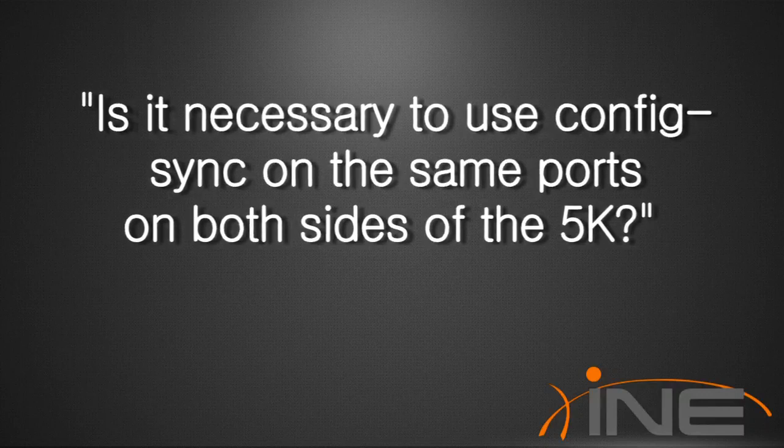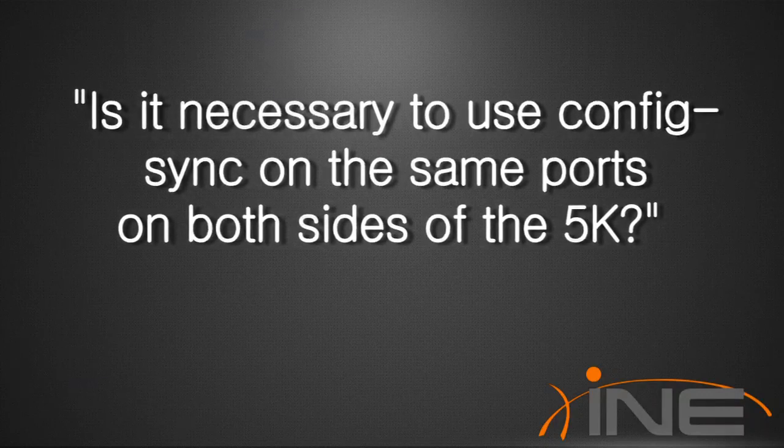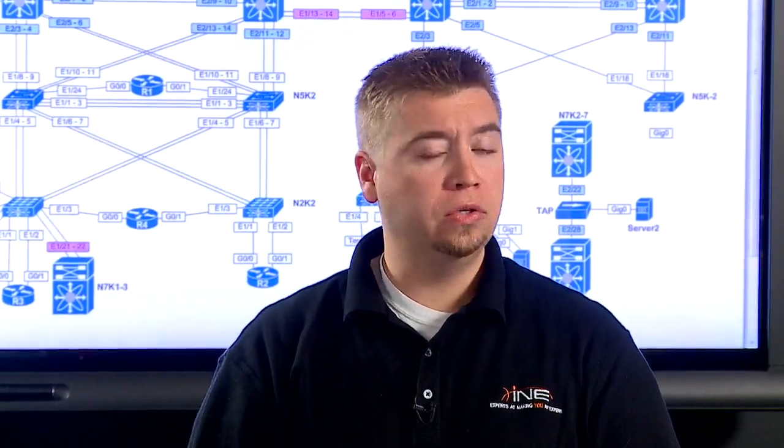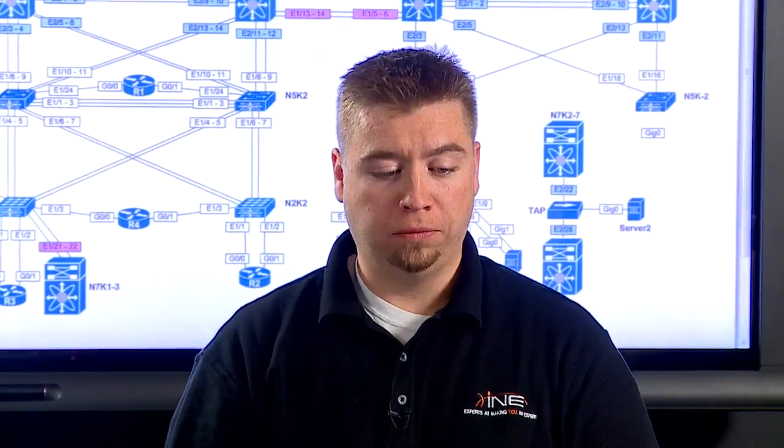As I was mentioning, the Nexus 5K is mainly a layer 2 only switching platform. It does have the layer 3 add-in card that you can add on. Some of the platforms, not all of them, take it, and that would allow you to do OSPF routing or EIGRP routing, basically making it the layer 3 default gateway of your end hosts. But by default, that's mainly a layer 2 only platform.